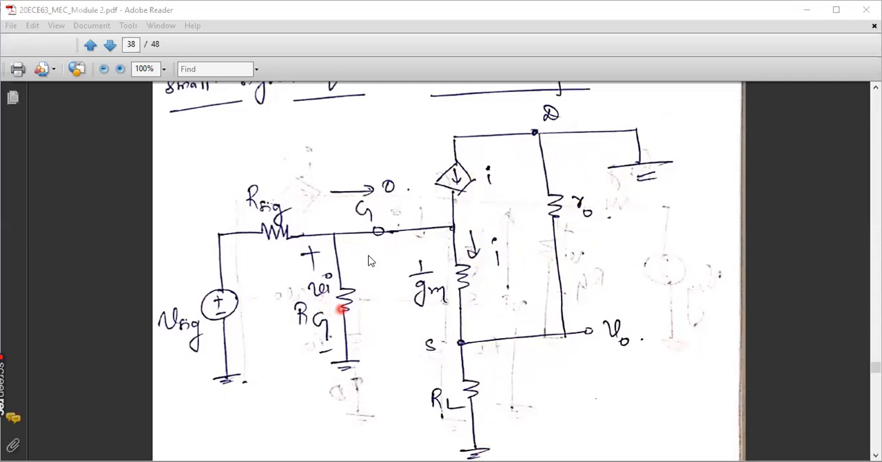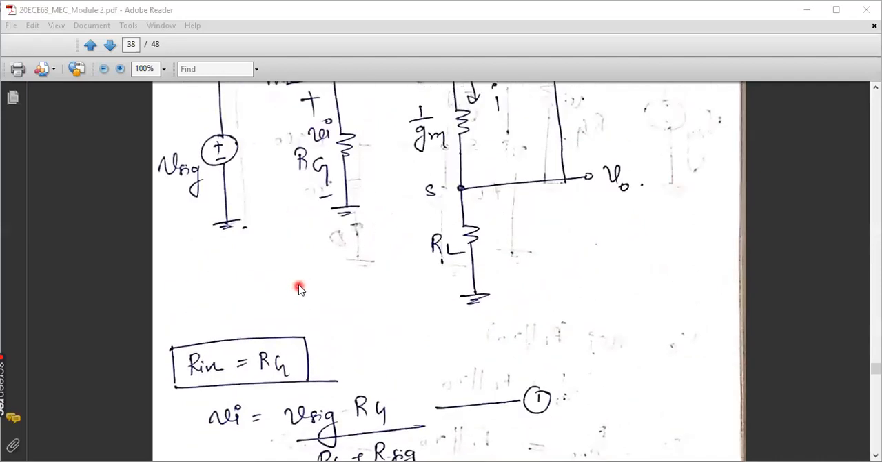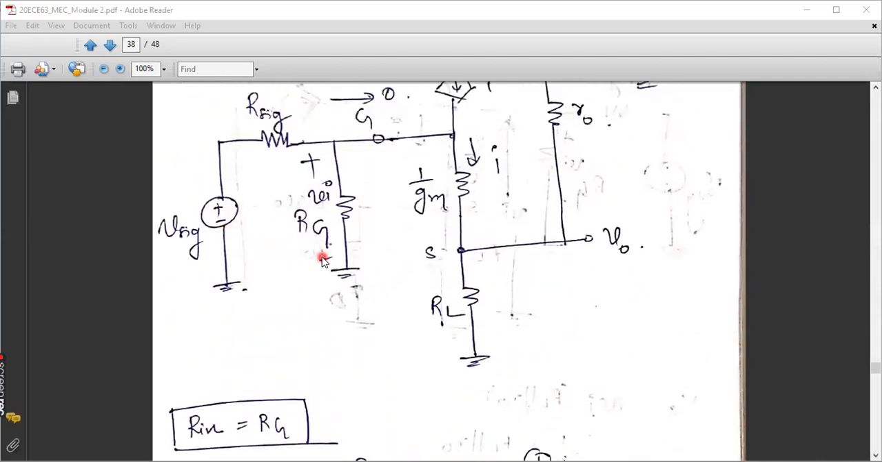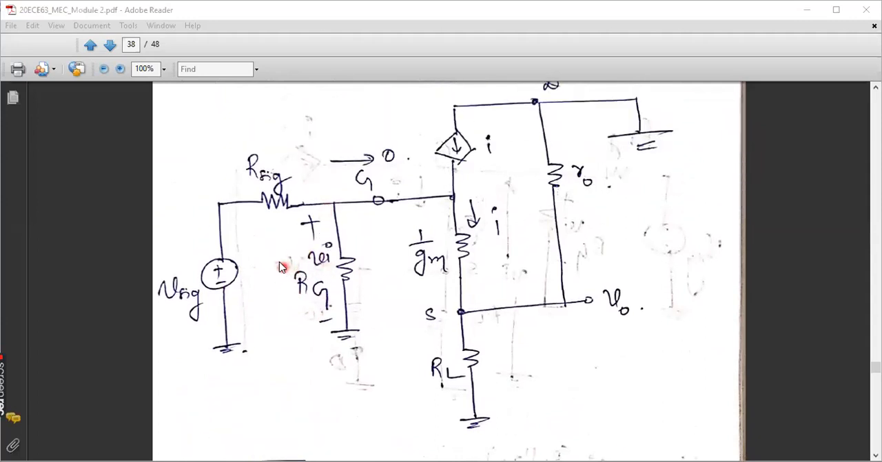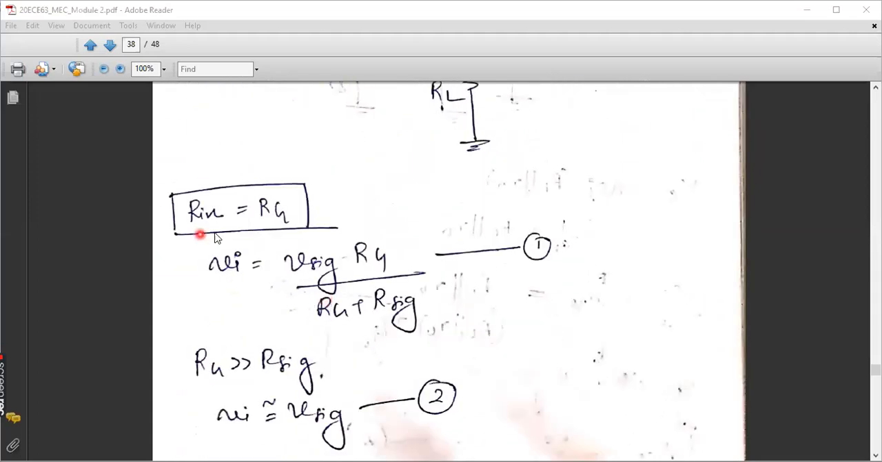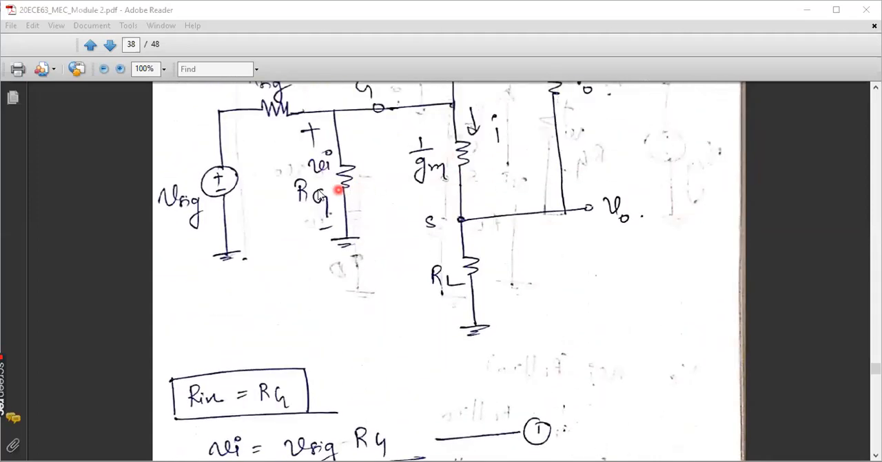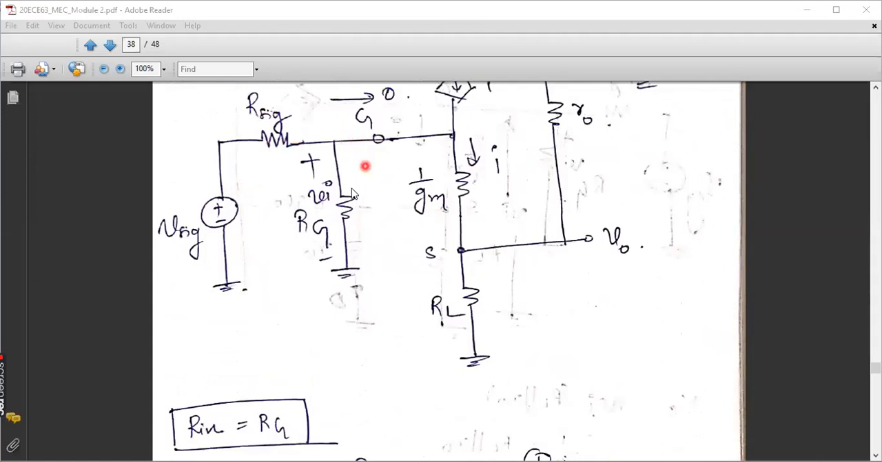To proceed, first let us discuss what is Rin. Rin is the input resistance which is obtained after looking through your input terminal. Here you can see directly, if you discard Rsig, the only resistance that is connected to the gate is RG. So we can write Rin is equal to RG. Why am I not taking 1 by gm along with RG? Because 1 by gm is connected to the source as well. Here we have given our input to the gate terminal, so we have to consider only RG and not Rsig. So the input resistance obtained after looking into the gate terminal is RG alone.